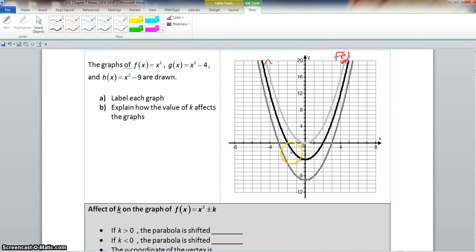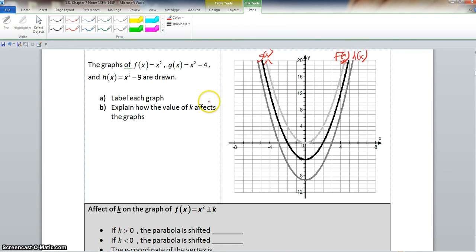Next, we have this black line here. Now, if you put this in your calculator, you notice when you subtract 4, the graph shifts down 4. So this would be our g of x. So this black line is our g of x, or black parabola. And then we come to the gray parabola. You notice that it's a minus 9. It's shifted down 9. So this would be our h of x.